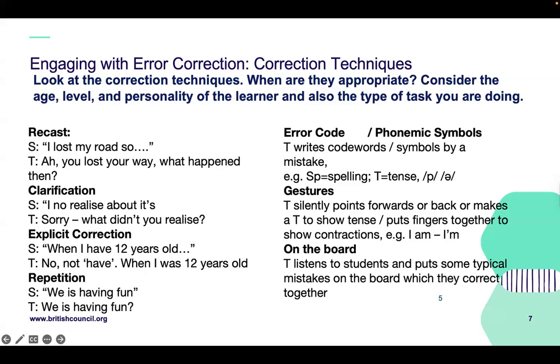Also, if the student makes a mistake, we can show him that we are surprised. We may use gestures with our eyebrows. We raise them up. We can move our hands. There are many techniques that we use with the students to correct them immediately or later. Yes.